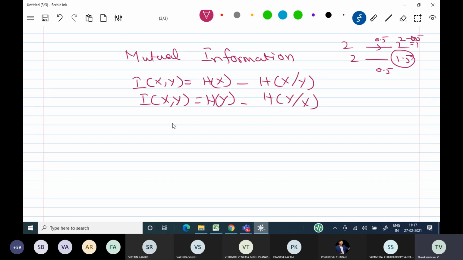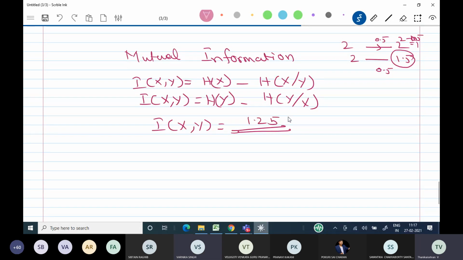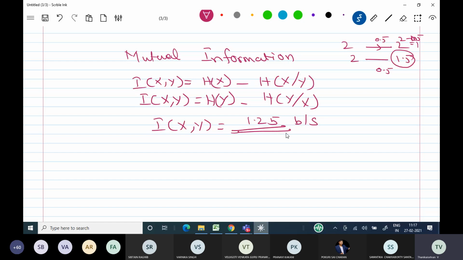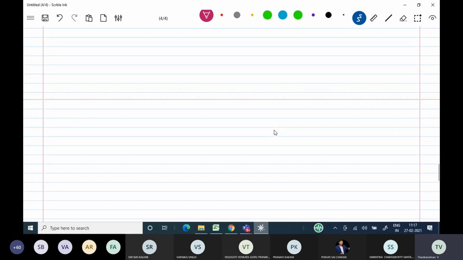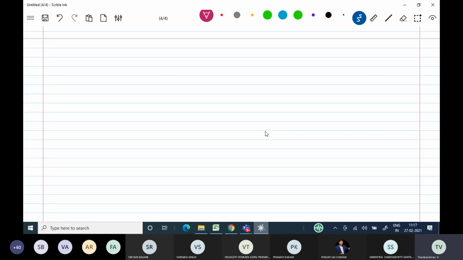Tell me the mutual information for our case. Any one of the calculations you do, tell me the answer, students. This is not given in our problem, but we are calculating because these are the possibilities. We are able to calculate the mutual information. What is the answer? H of y is available with you, H of y by x is available with you. So 1.25 bits per symbol. Please make a note of it, all of you. So now the entropy calculations are over.